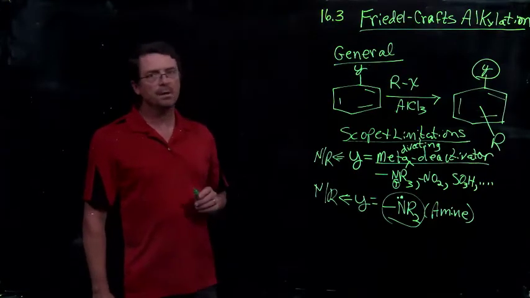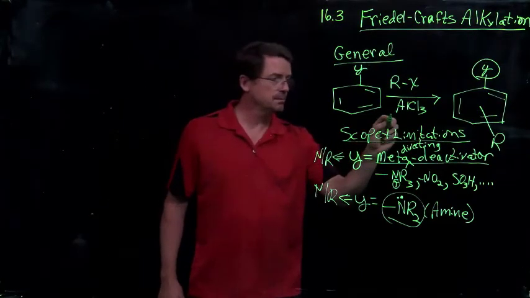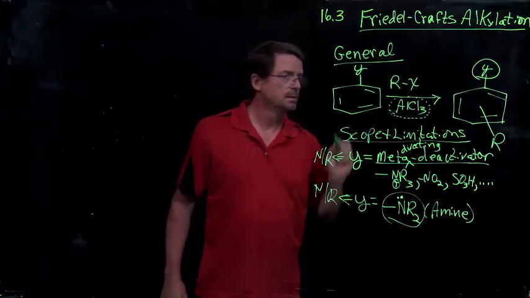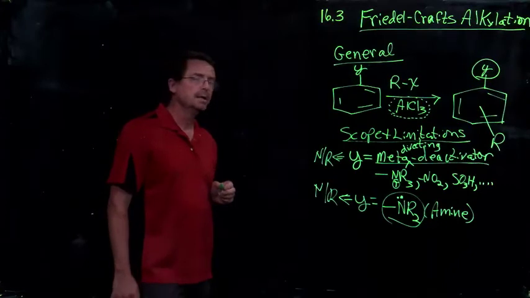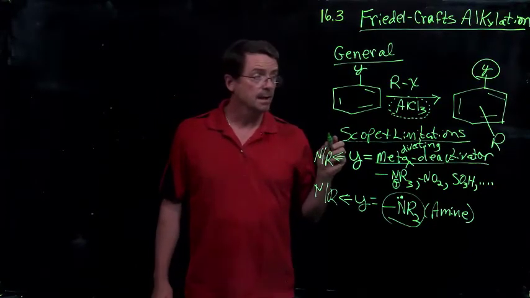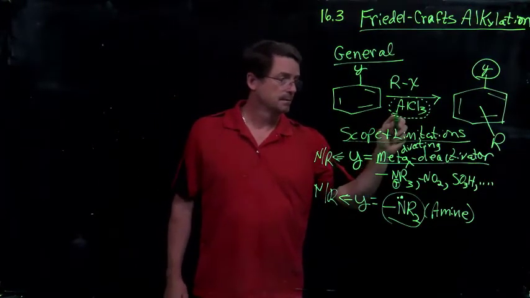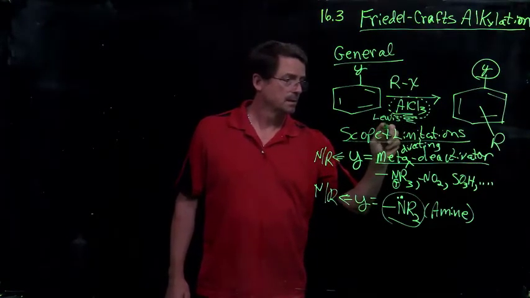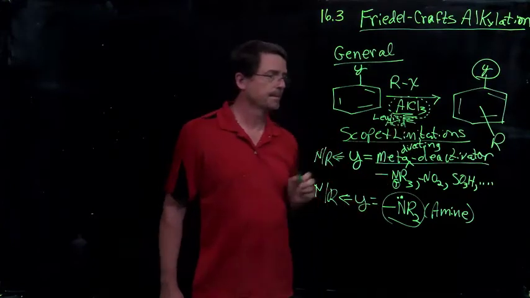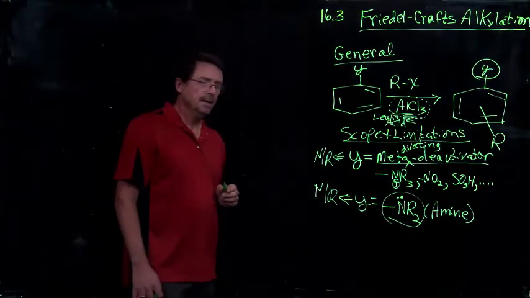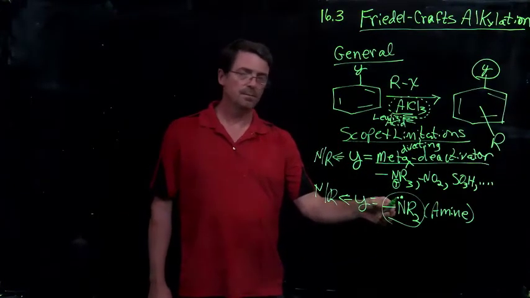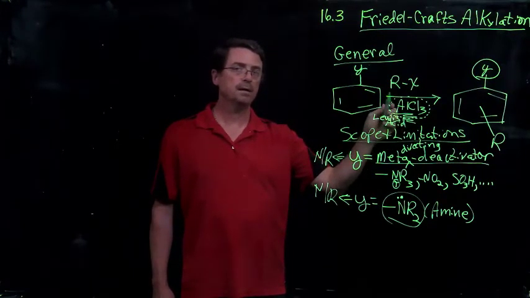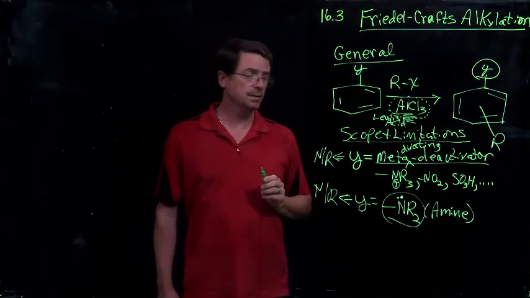Well, no. Remember our catalyst in this reaction? What was the catalyst? Aluminum trichloride. It is a what kind of acid? Right, this is a Lewis acid. A Lewis acid. Amines. Remember the definition of a Lewis acid? Electron pair acceptor, so it's electron deficient.